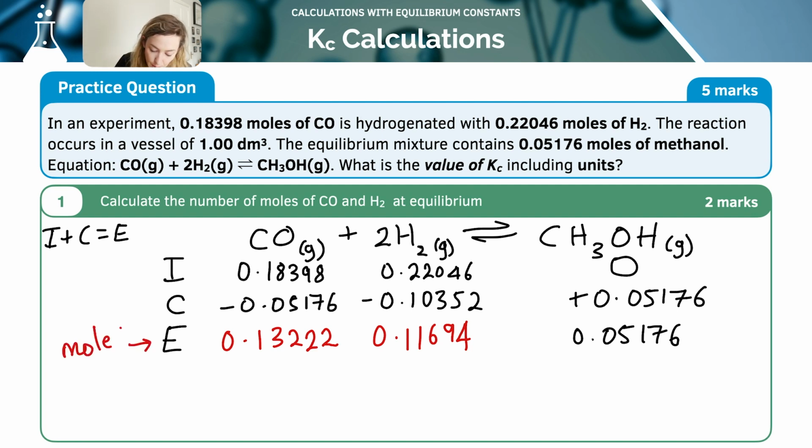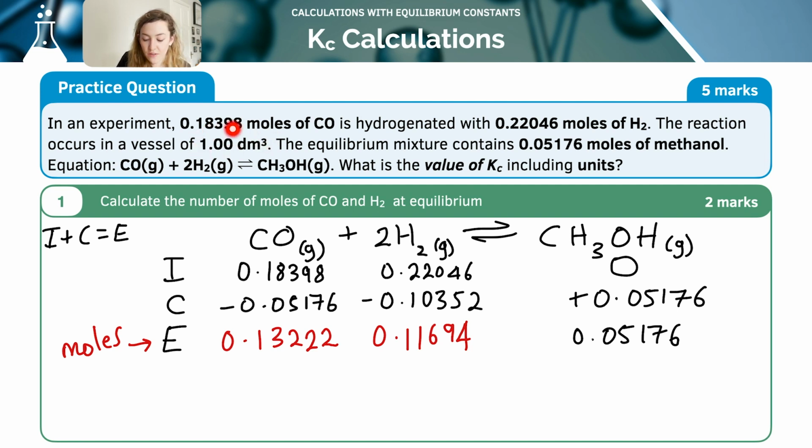Now this is in moles. Remember, for my Kc, I need everything to be in concentration. So I need to do an extra step here. So what I'm going to do is, in this particular case, they've been very nice to me in the question.